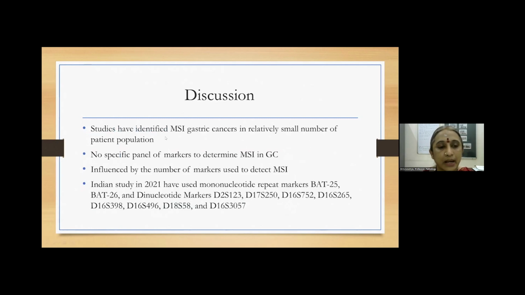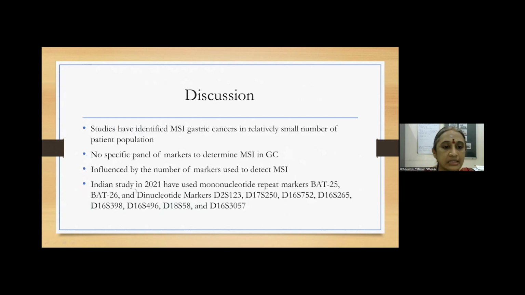In gastric carcinomas, there are 4 molecular types which are identified so far, and they have observed that microsatellite instability gastric cancers form a relatively small number of the patient population. And also, there is no specific panel of markers to determine the MSI status in gastric carcinomas. And both in gastric as well as in colonic carcinomas, they have observed that the detection of MSI is influenced by the number of markers we are using for the identification.